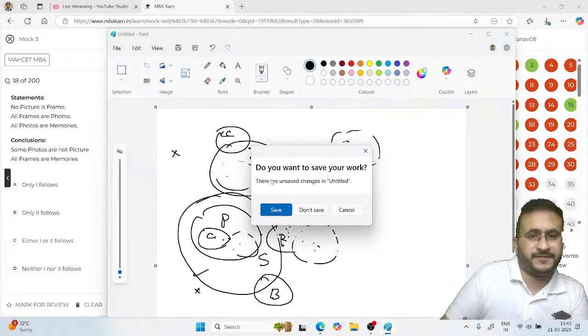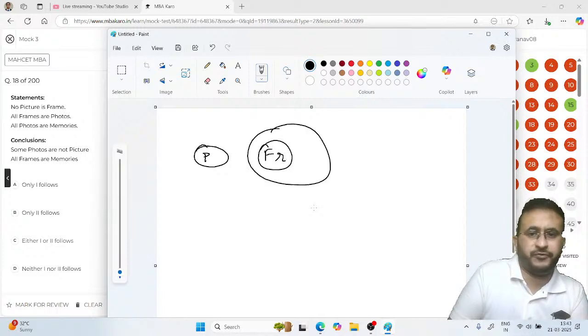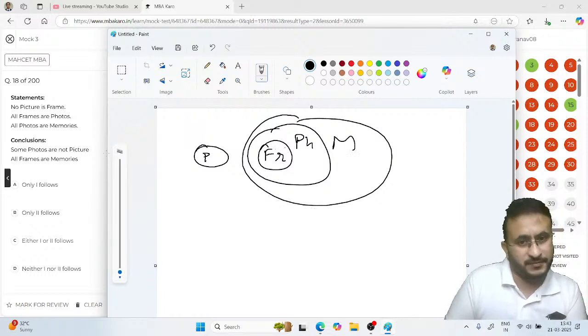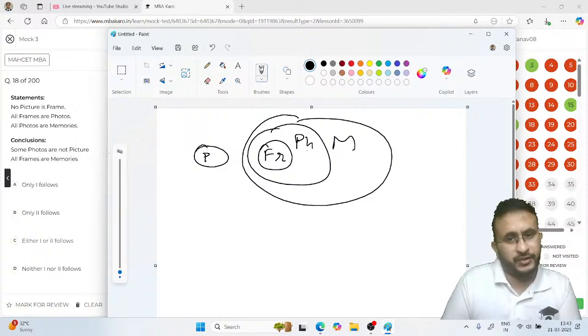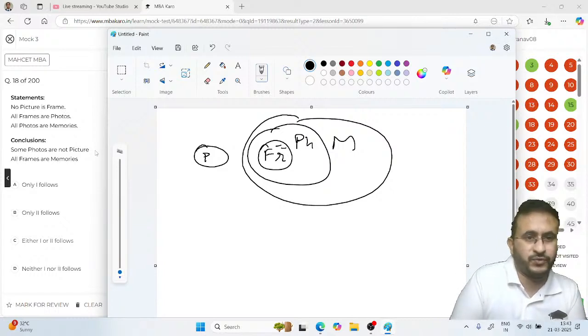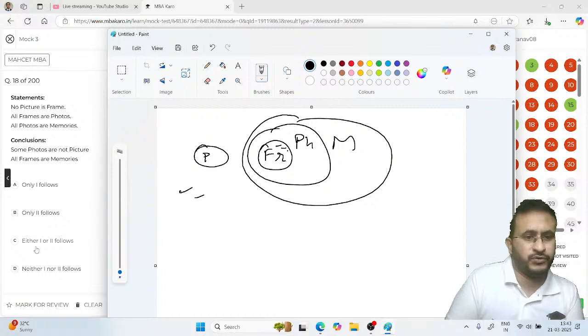No picture is frame. So picture, this is frame. All frames are photos, right? All photos are memories, right? So this is the general arrangement. Some photos are not picture. Okay, some photos are not pictures. So there are some photos, so these frames are not pictures. Okay. So there are some photos which are not pictures. So first is correct. All frames are memories. So both will follow.